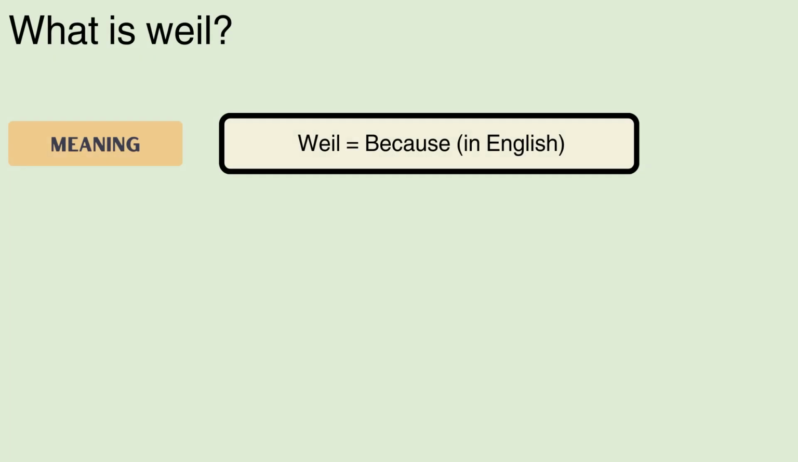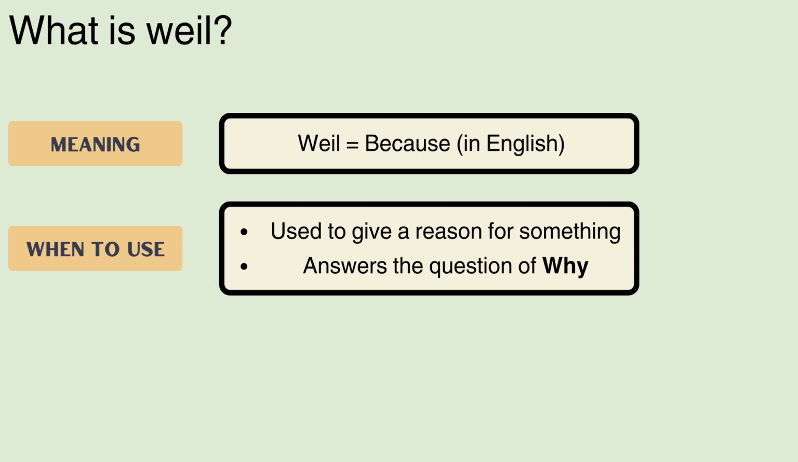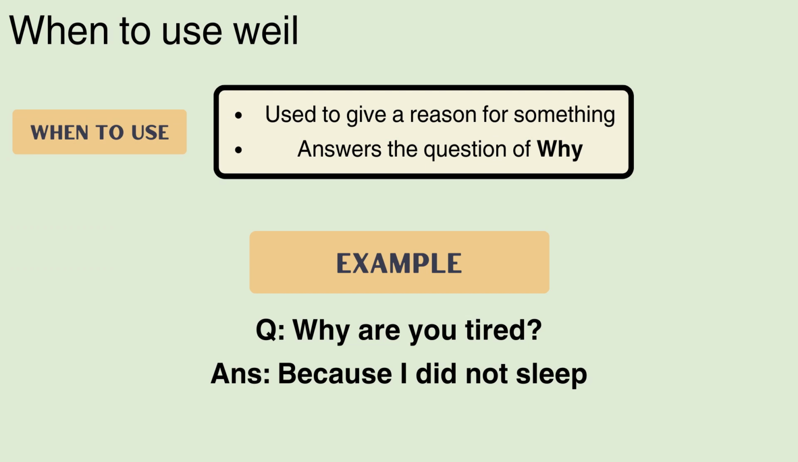So let's get started. Weil in English means because. It is used to give a reason for a statement, and it answers the question of why. For example, if someone asks you, "Why are you tired?" then you will say, "Because I did not sleep."